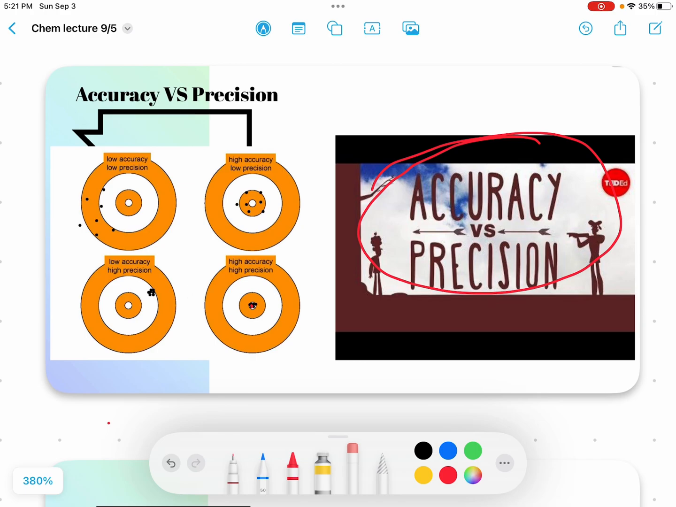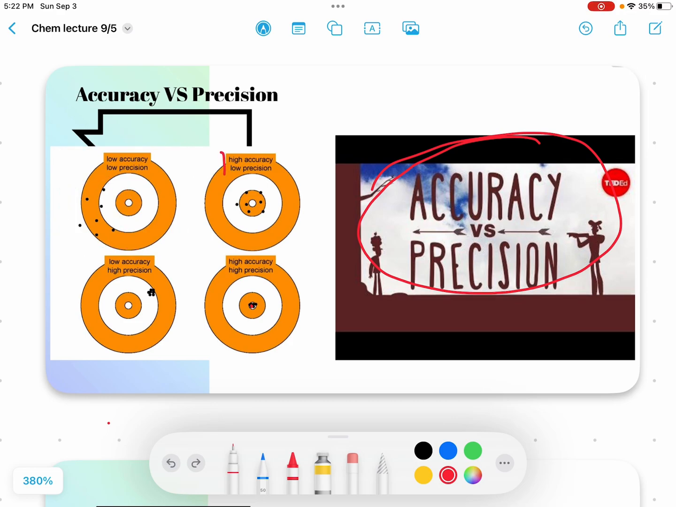Now, if you were more like me, when I play darts, I have low accuracy and low precision because I'm not anywhere close to the bullseye and my darts are ending up all over the place. So that would be low accuracy, not close to the bullseye, and low precision because they are not close to each other.